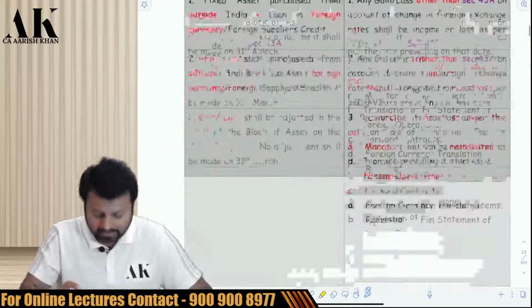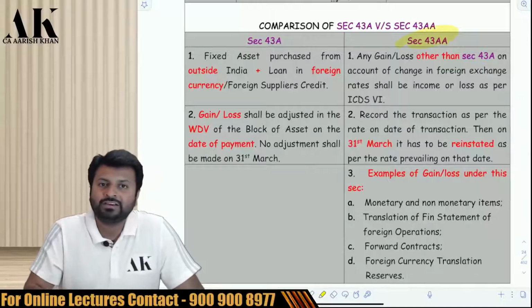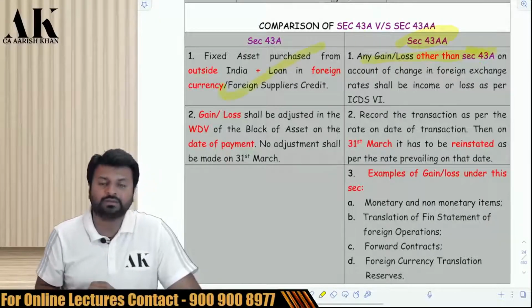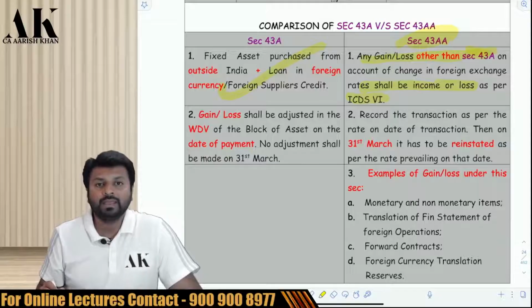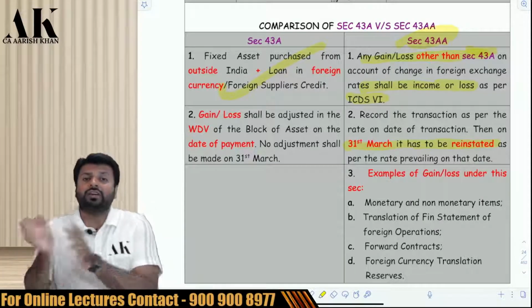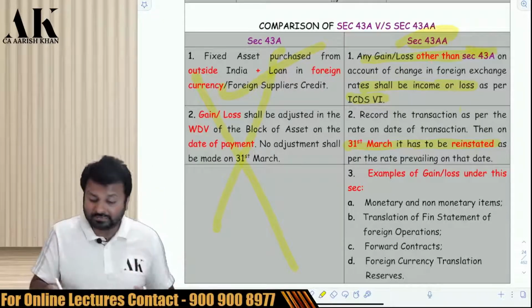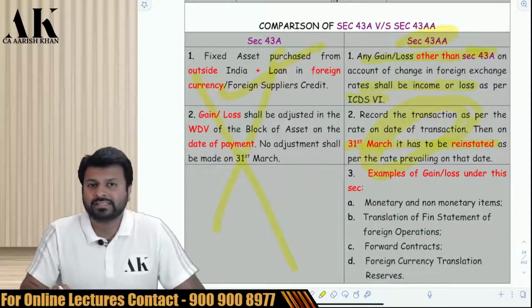And for that matter, 3 years before, the government of India brought a new section 43AA, which says that all other gain and loss other than 43A will come over here. And you should recognize the gain or loss as income or loss as per ICDS 6. Here you have to do as per the accounting system. You have to reinstate the gain or loss on 31st of March. There you do the calculation on payment basis, not on 31st March. But here you have to reinstate the gain or loss on an accounting system basis, that is on 31st March.